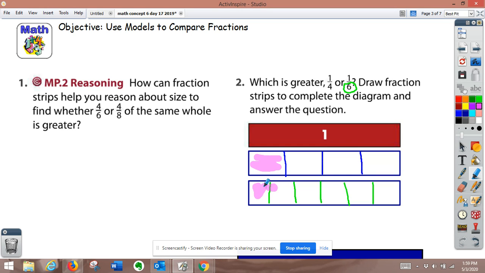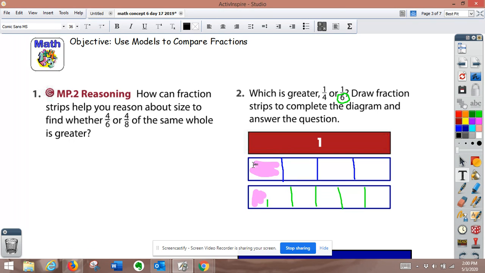Oop, one part. Let's try that again. I'm only coloring one part. And now I want to know which is greater. Well, I can see the 1/4 is greater than 1/6. My 1/4 is greater than my 1/6. It's more, it's larger. Right? All right.